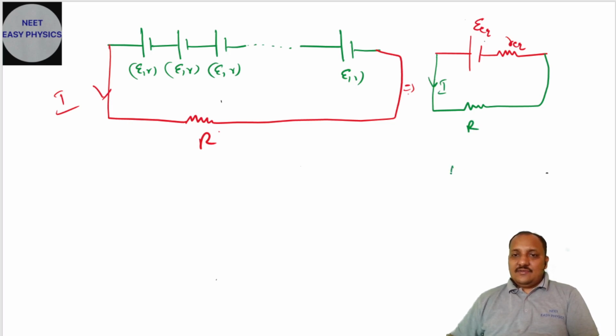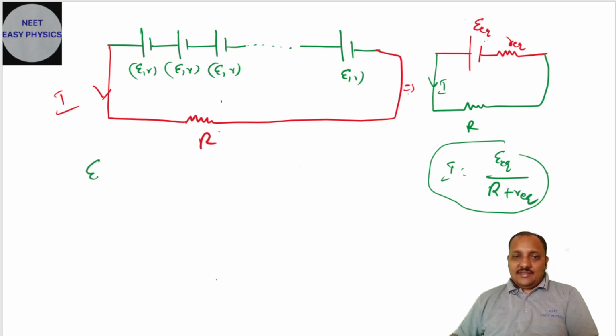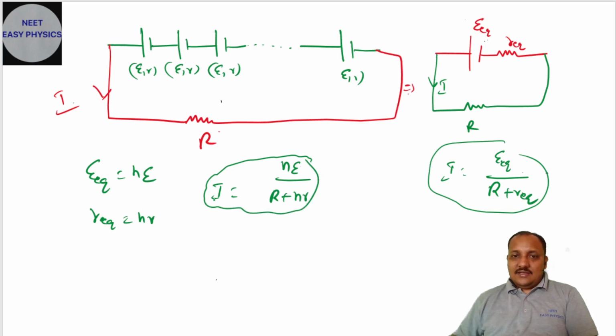So we already gave this equation for you. What is the current now? I is equal to E equivalent by capital R plus R equivalent. Understood? This one we already gave. So now this is a simple circuit. What is E equivalent? E equivalent is N small e. What is R equivalent? N small r. Substitute this. Now I is equal to NE by R plus Nr. This is the current passing through this external resistance.